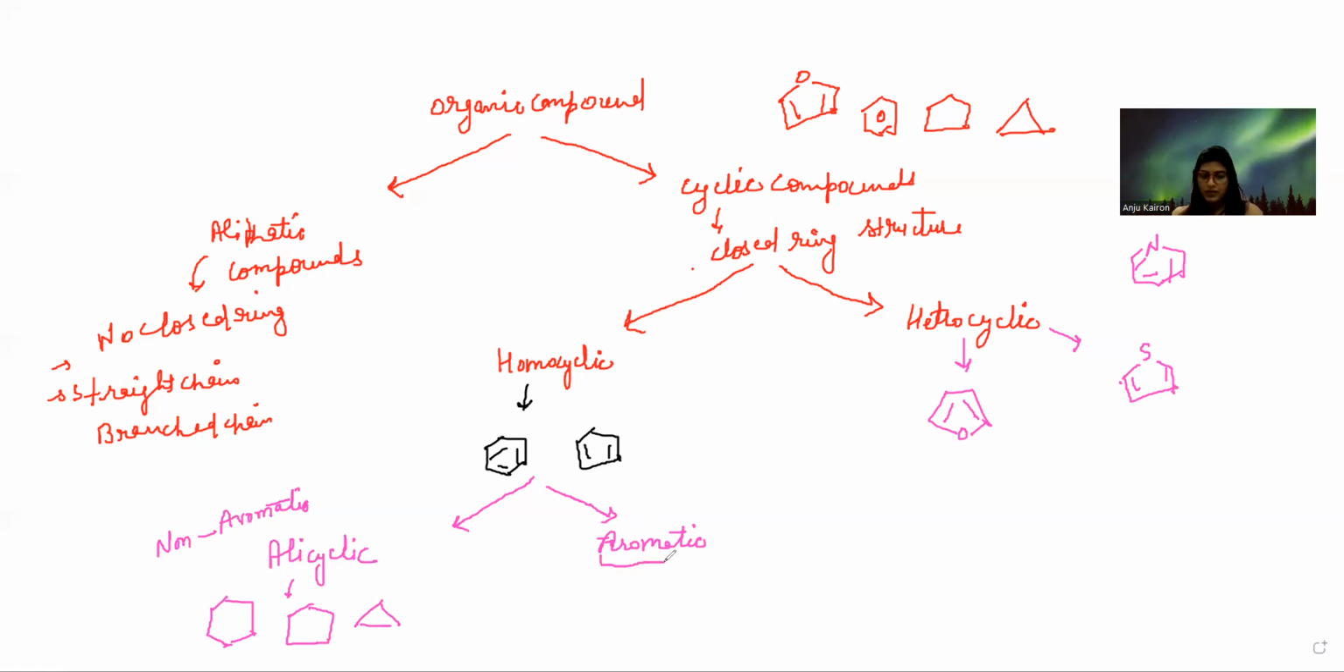Aromatic, you can say, comes from aroma. They have fragrance, okay? They are benzenoid or non-benzenoid. I will explain this with examples in the next video, okay? And non-benzenoid.